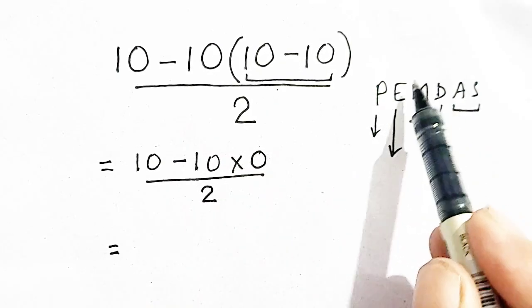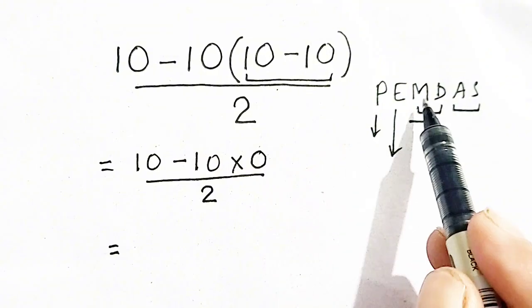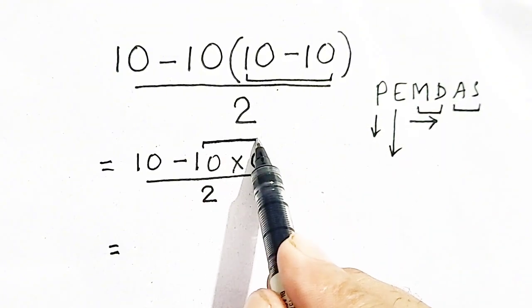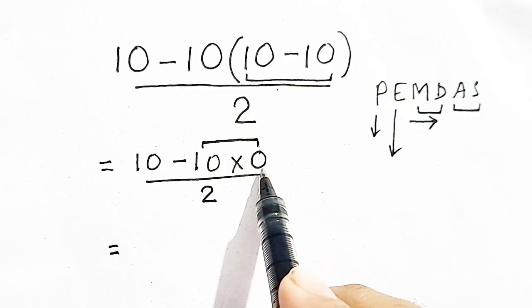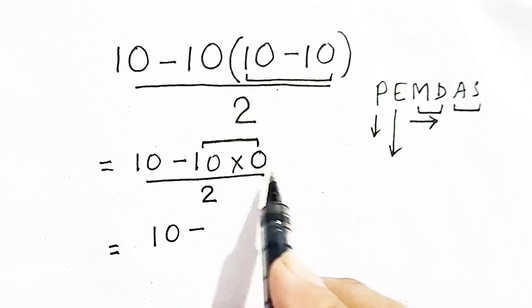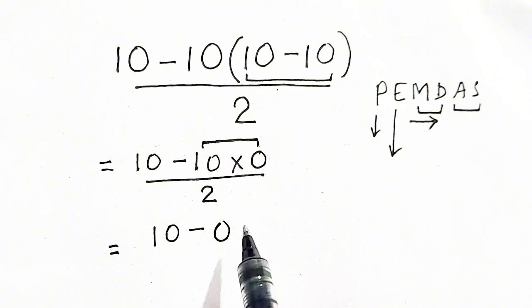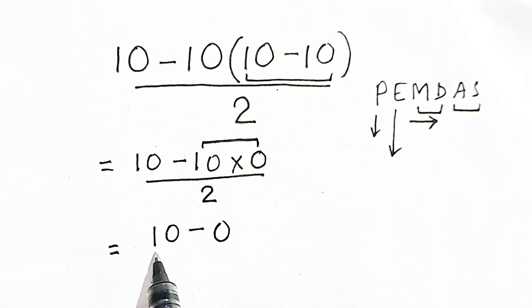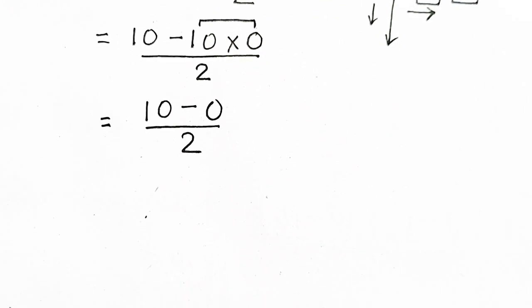In the PEMDAS rule, we have multiplication first. So here is multiplication. We have to solve 10 times 0. So we will get 10 minus 10 times 0 will be equal to 0. Any number multiplied by 0, we will get 0. Divided by 2. Okay? Now move to the next step.